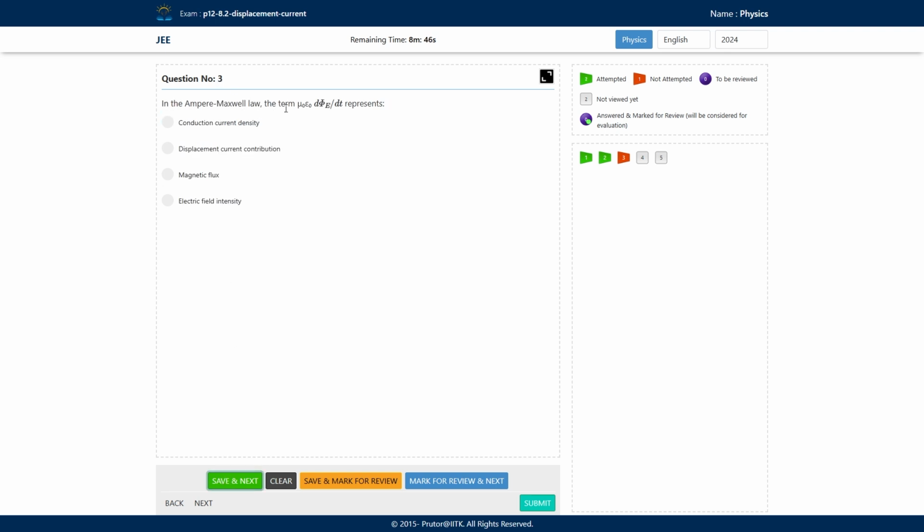In the Ampere Maxwell law, the term mu naught epsilon naught d phi E upon dt represents conduction current density, displacement current contribution, magnetic flux, or electric field intensity.